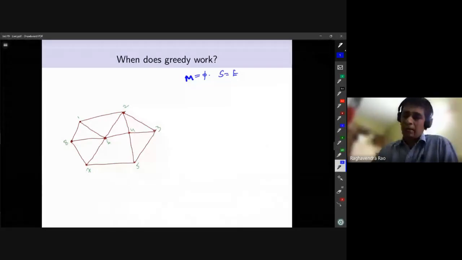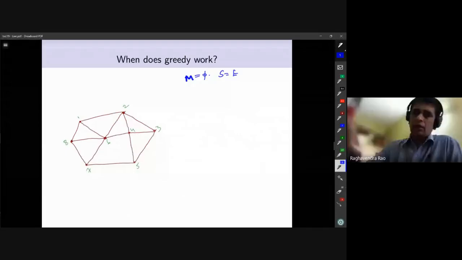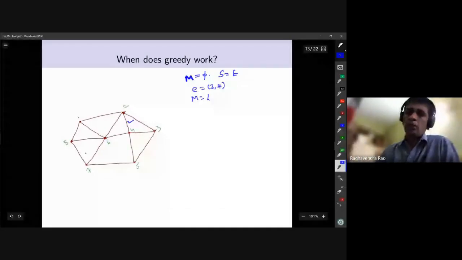So okay, suggest some edge. Because there is no differentiation between any of the edges right now, with respect to our algorithm. So pick something. 2, 4, sir. Yeah, 2, 4. So E is 2, 4. So I'm setting M as 2, 4, the edge 2, 4. And what should I remove?